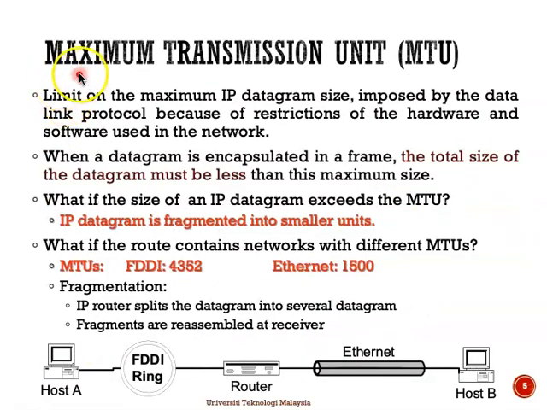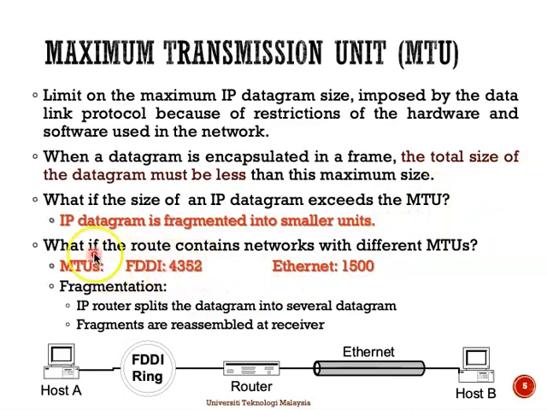So we look into the details of the maximum transmission unit, or MTU. Basically, it is the limit on the maximum IP datagram size imposed by the data link protocol because of the restrictions of the hardware and software used in the network. When a datagram is encapsulated in a frame, the total size of the datagram must be less than this maximum size, which is the MTU. So what if the size of the datagram exceeds the MTU? The IP datagram is fragmented, or split, into smaller units.